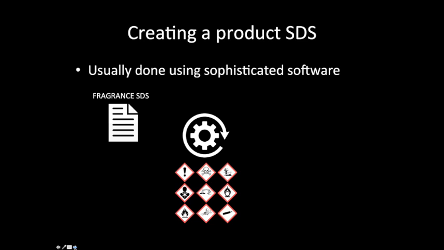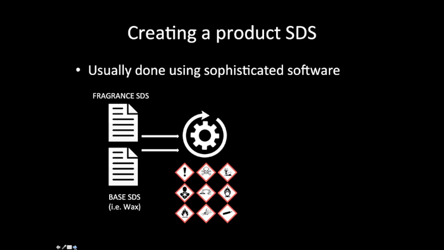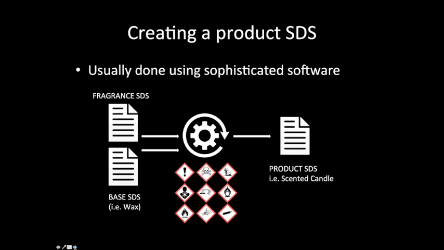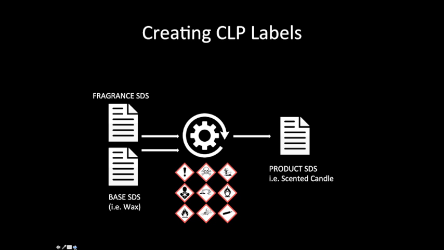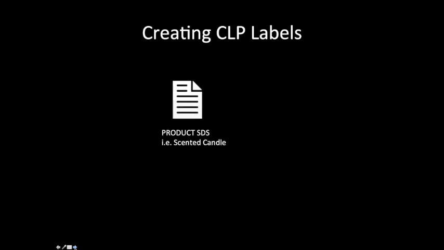The software works by having the components from a fragrance safety data sheet and from a base material entered into the software system. A number of calculations are then done, and the software will output a product safety data sheet, for example, specific to a scented candle. With the safety data sheet created, we have the information required to label the product.